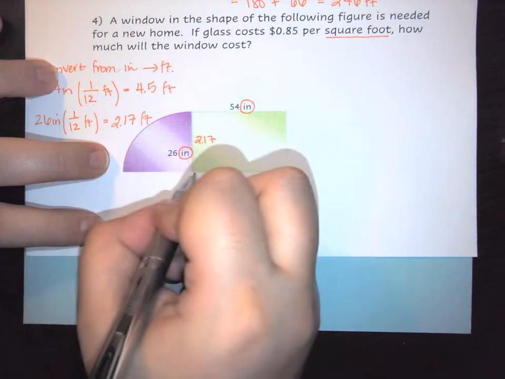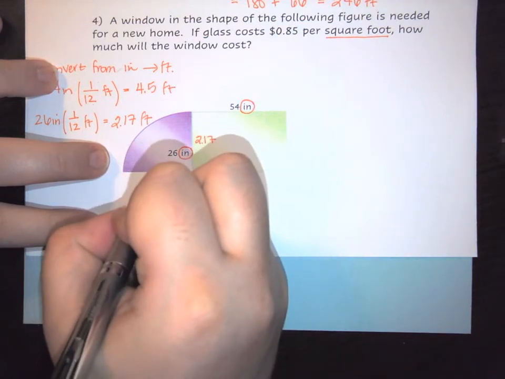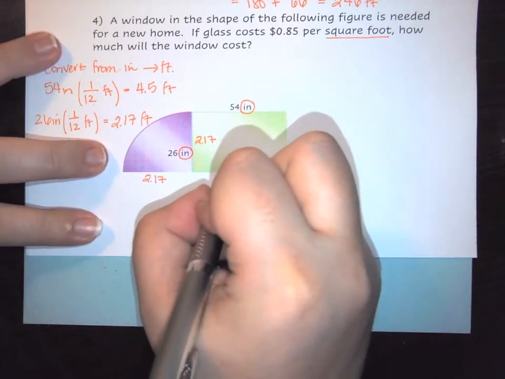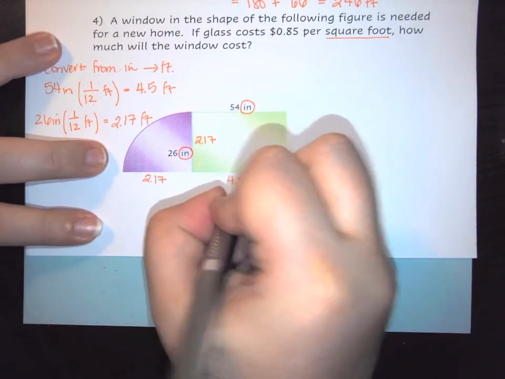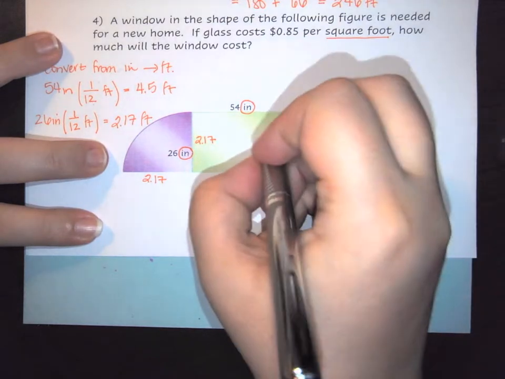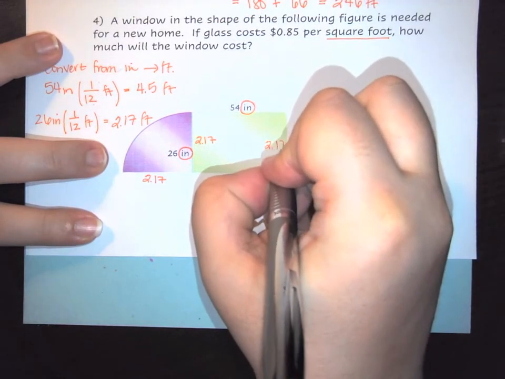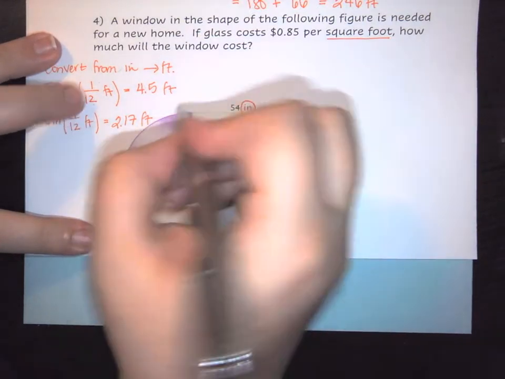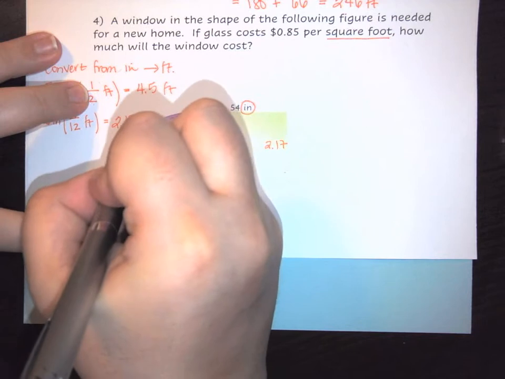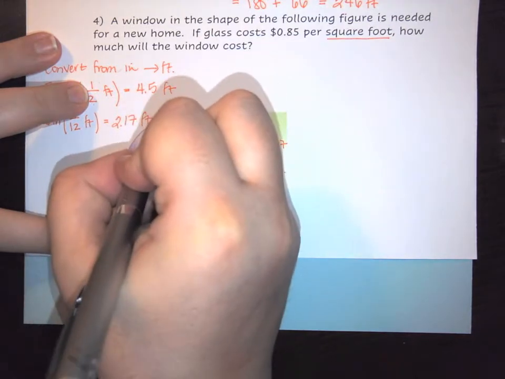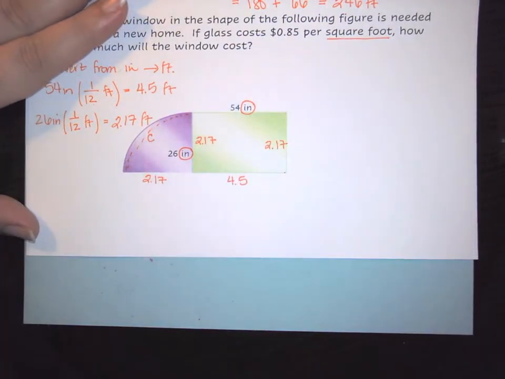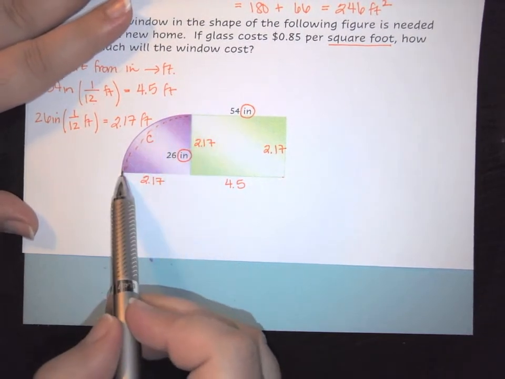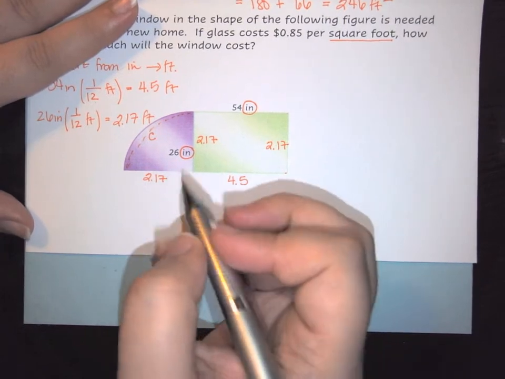We know that means this piece right here is 2.17. We know this piece here is going to be 4.5. We know this outer piece here is going to be 2.17. And then we need to figure out this angle here. Okay, so this part right in here we can call C. What that actually is, we have to find their circumference, but notice we only have 1/4 of a circle.